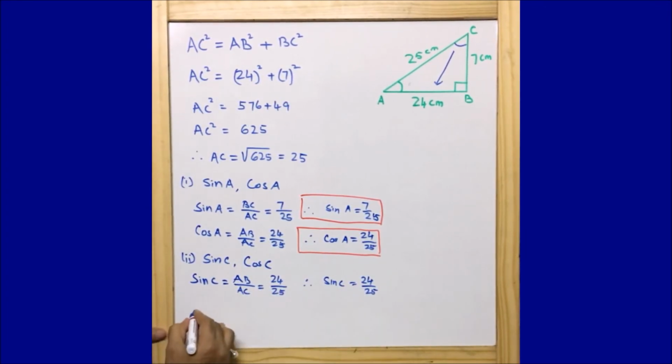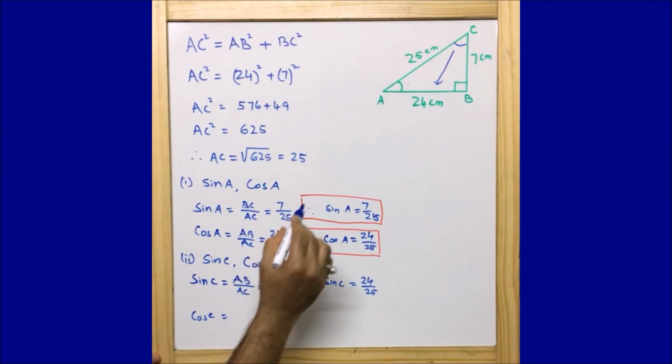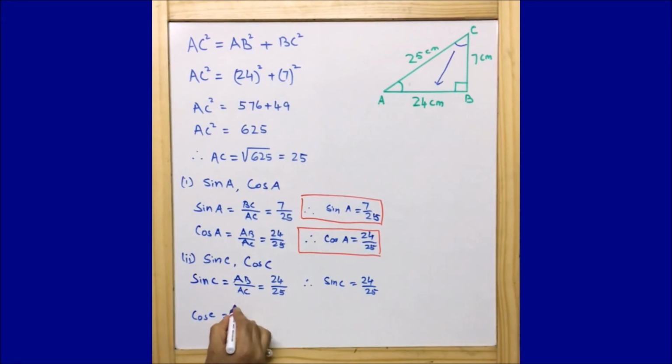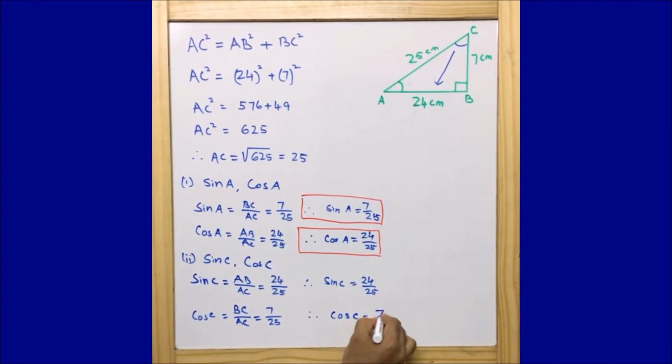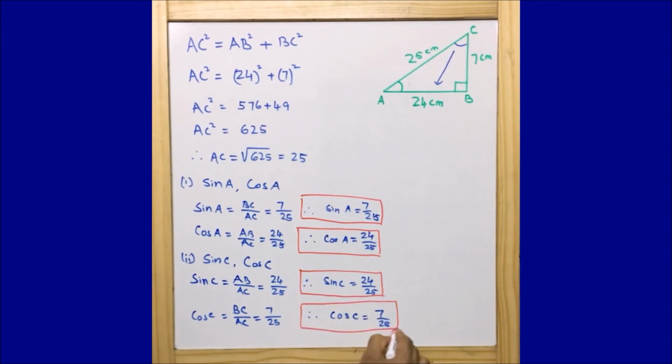Similarly, cos C is equal to the adjacent side to angle C. The adjacent side here is BC, upon hypotenuse AC, so that is equal to BC, which is 7, and hypotenuse, which is 25. Therefore cos C is equal to 7 by 25. You could see that we are able to extract the values of sin C as 24 by 25 and cos C as 7 by 25.